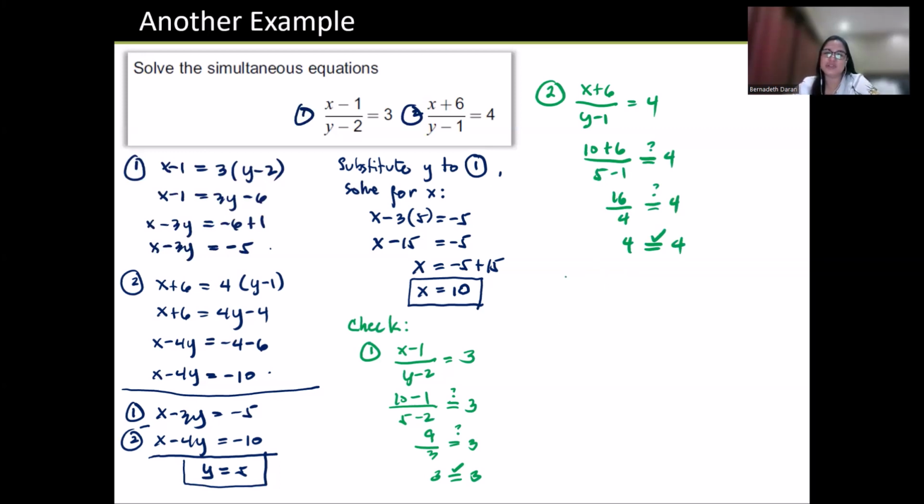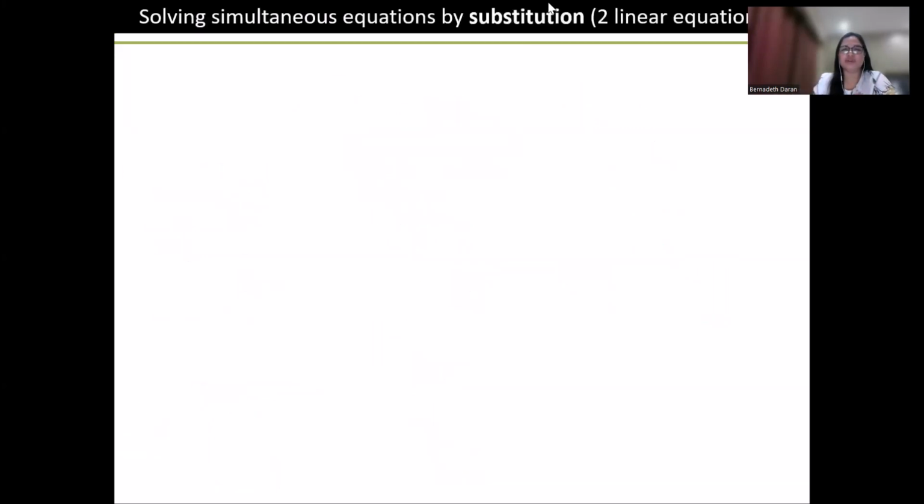Okay, our solution is therefore the solution is x is equal to 10 and y is equal to 5. All right. Now, let us try to solve the simultaneous equations by substitution.